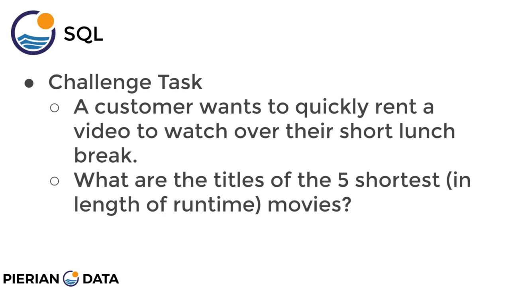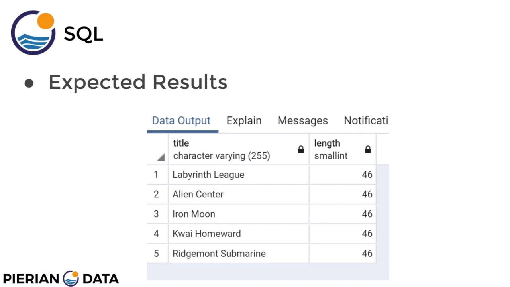Okay, here comes the expected result. The expected result are these 5 movies, and if you want, you can see the actual length of those movies is 46 minutes each. So you should get these 5 titles.